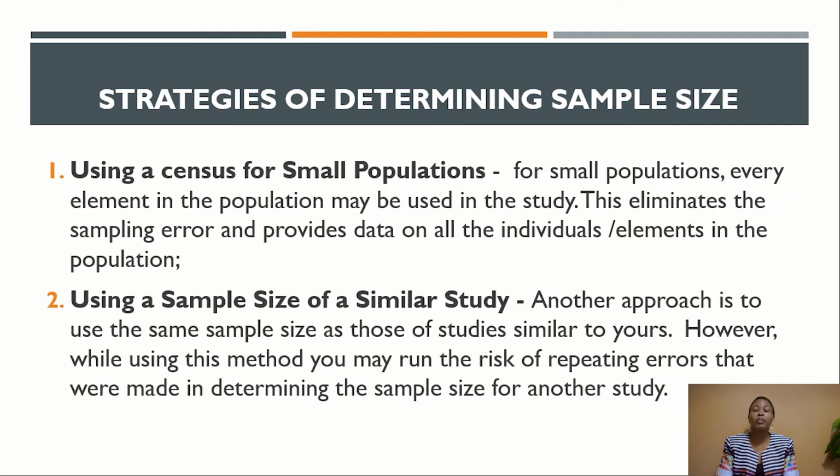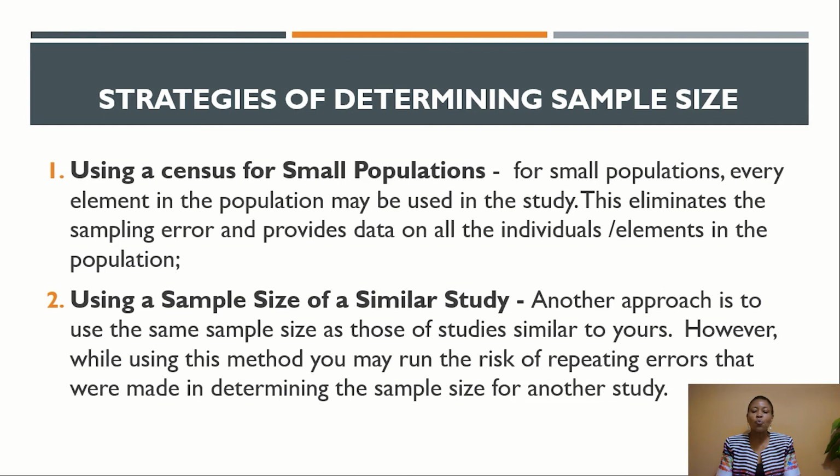We have about 5 methods, and the first one is using a census for small populations. For small populations, it is possible to use every element in the population in your study. When you use a census, it eliminates the sampling error and provides data on all the individuals or elements in the population. But the question we need to ask ourselves is, how small is a small population? Strategy number 2 is using a sample size of a similar study.